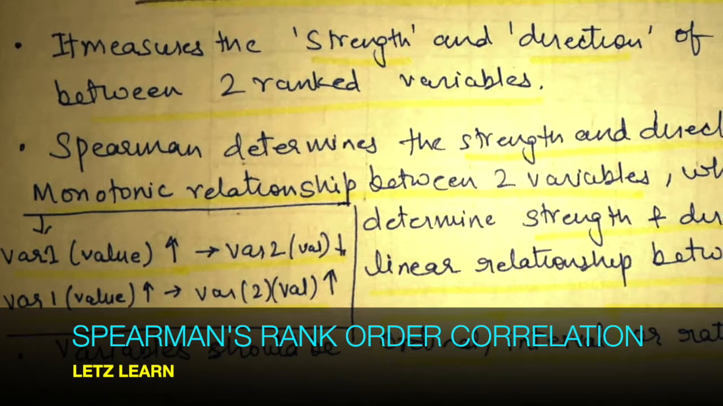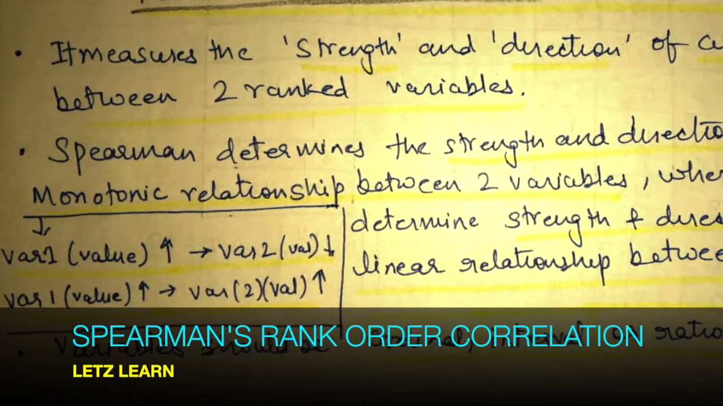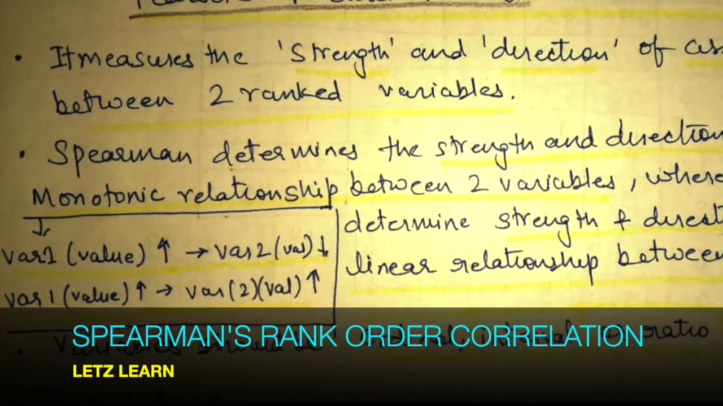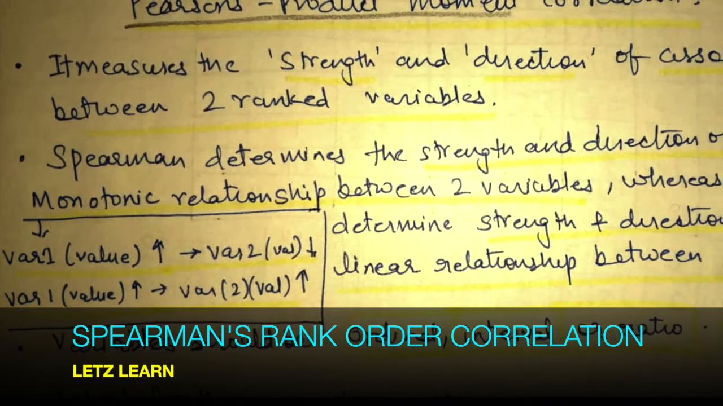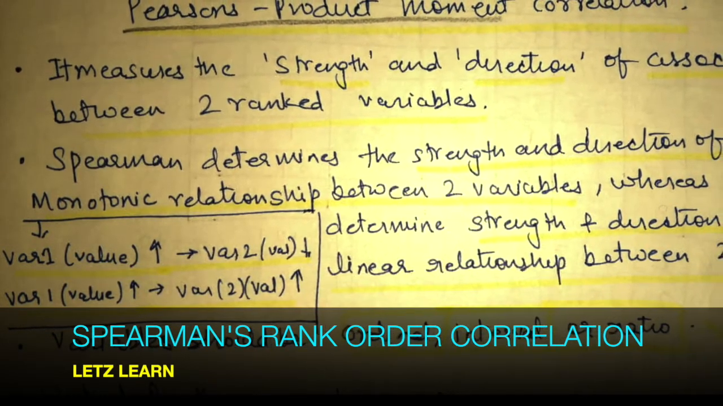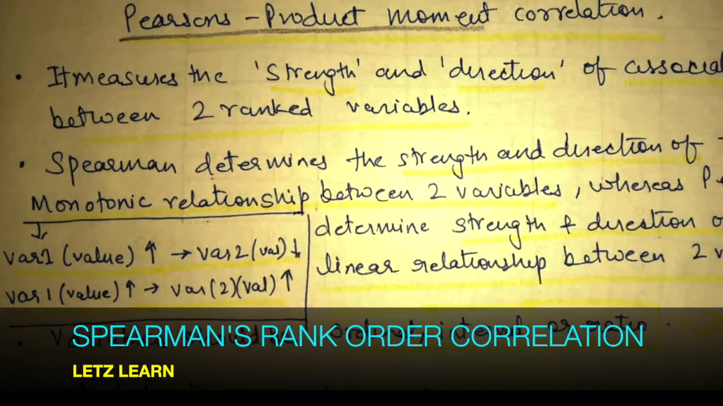Whereas Pearson determines the strength and direction of the linear relationship between two variables. So it's the linear relationship in Pearson's. In Spearman, variables should be ordinal, interval, or ratio.